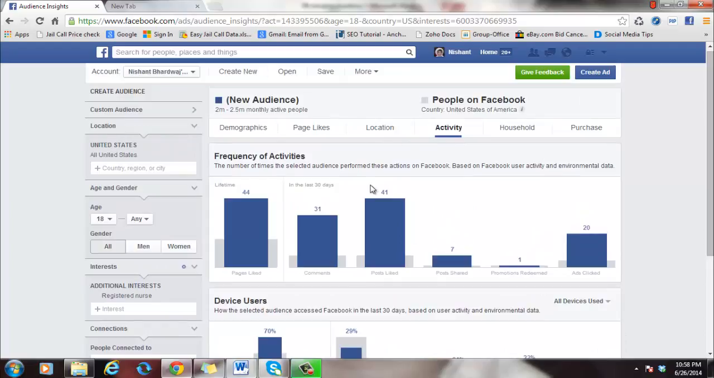So again, activity plays a very important role in how people are going to respond to your ad, and how you're going to get conversions. So I hope you play with this data, and I hope you make some very informed decisions.